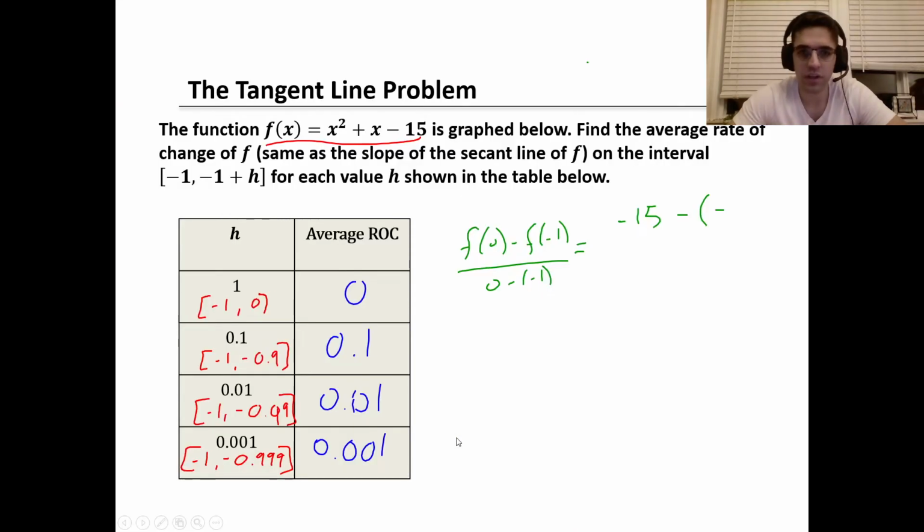If we take a look at that, we can evaluate each of those points using our formula. So we would have f of 0 minus f of -1 over 0 minus -1. We'd have f of -0.9 minus f of -1 over -0.9 minus -1. We can also use a calculator to simplify these for us, and we can do the calculations from there.